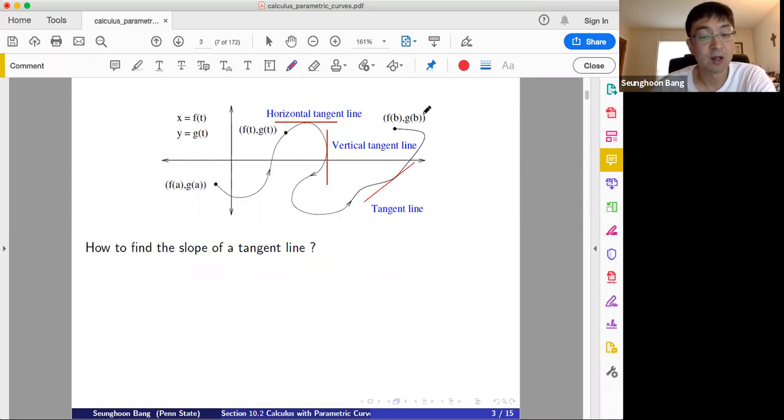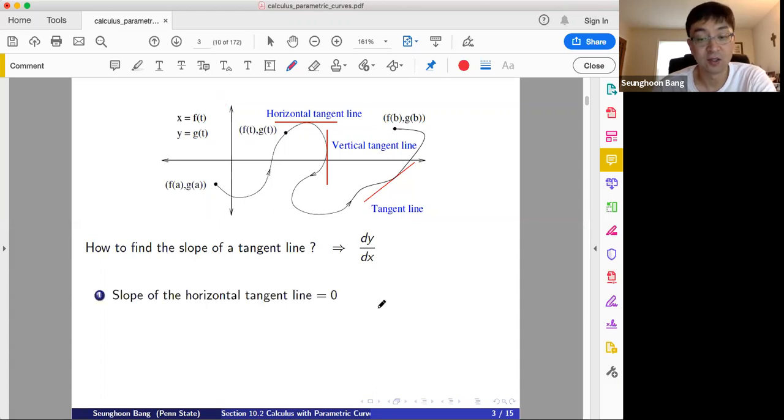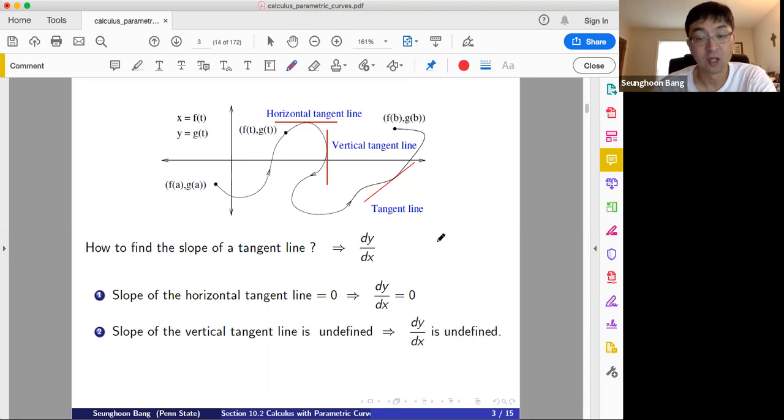So how can you find the slope of the tangent line? This is exactly dy over dx, where this is the x-axis and this is the y-axis. The slope of a horizontal tangent line is 0, so dy over dx equals 0. The slope of a vertical tangent line is undefined, so dy over dx is undefined.